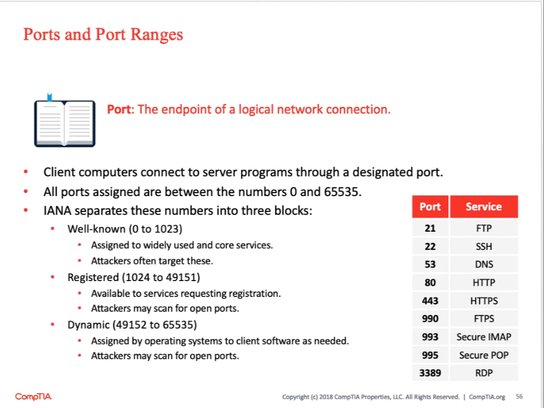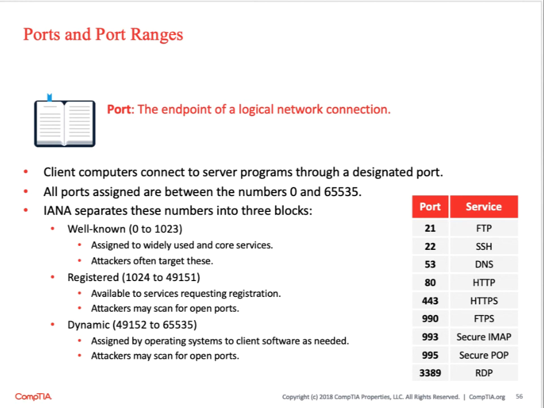So we have our well-known ports, which are going to be pre-assigned, and those are 0 to 1023. So these are widely used in core services. These are stuff like FTP, SSH, DNS, HTTP. And then we have registered ports, and that's going to be 1024 to 49,151. And that's going to be available to services requesting registration. And attackers may scan those ports, but they often attack well-known ports.